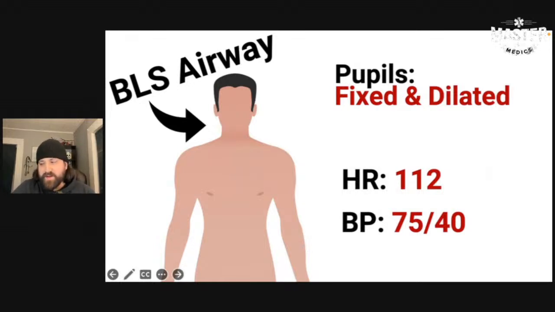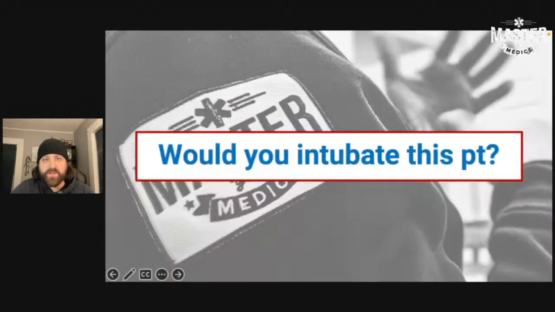Don't get hung up on the fixed and dilated pupils part. Fixed and dilated pupils aren't considered diagnostic for true brain death until 72 hours afterwards. So you can have fixed and dilated pupils for the first couple of days and still recover neurologically intact. I think that's a common misconception. Basically, the guy's unresponsive and he's got a crappy airway, or at least a BLS airway.